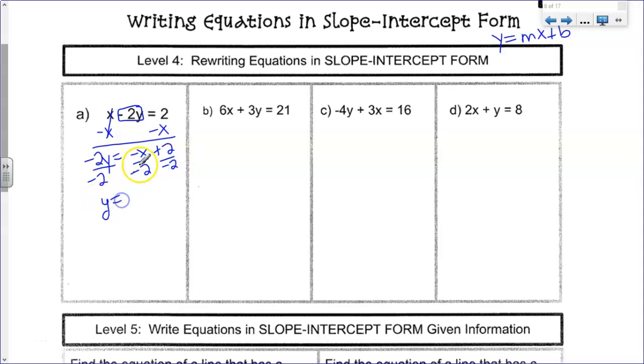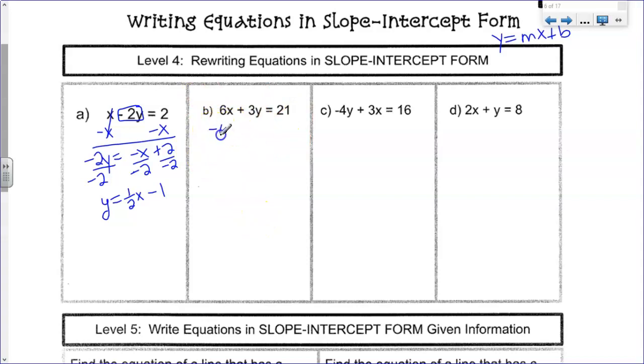I get y equals, what's understood here? A negative 1. So negative 1 and negative 2 makes a positive 1/2 x. And then positive 2 divided by negative 2 is negative 1. Okay, so that is our slope, 1/2. Our b is negative 1. Okay, so you may want to stop the video here and go ahead and try to do b, c, and d by yourself, and then come back and check your answer.